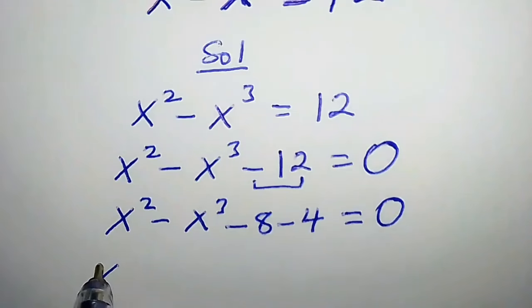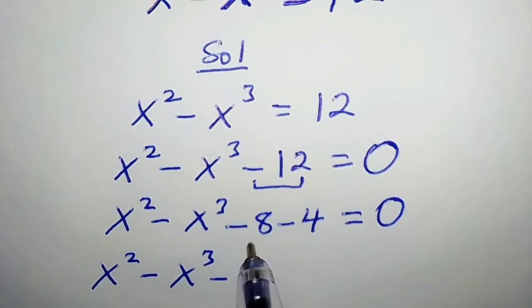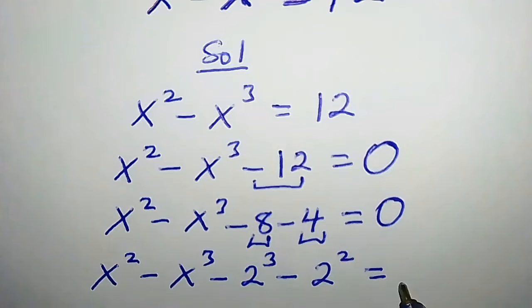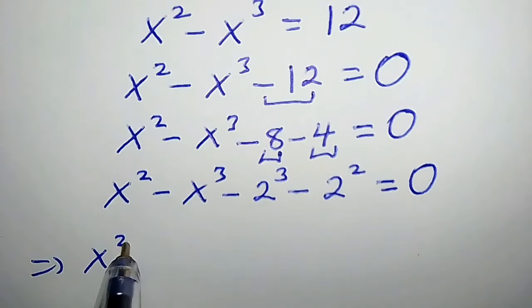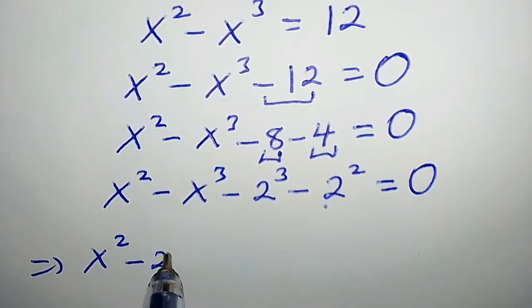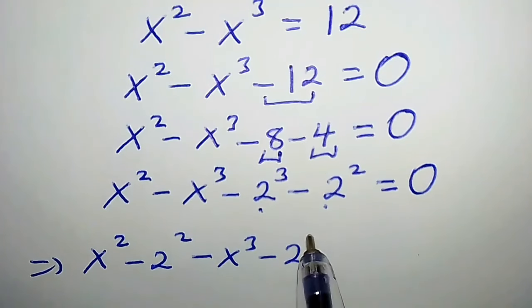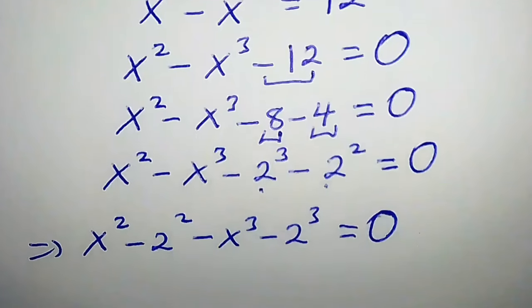Let's continue. x squared minus x cubed minus, I can also rewrite this particular 8 as 2 to the power of 3, minus, I can also rewrite this 4 as 2 squared, equal to 0. Let's continue. This means that x squared minus 2 squared minus x cubed minus 2 cubed is equal to 0. Just a little rearrangement. Let's continue.